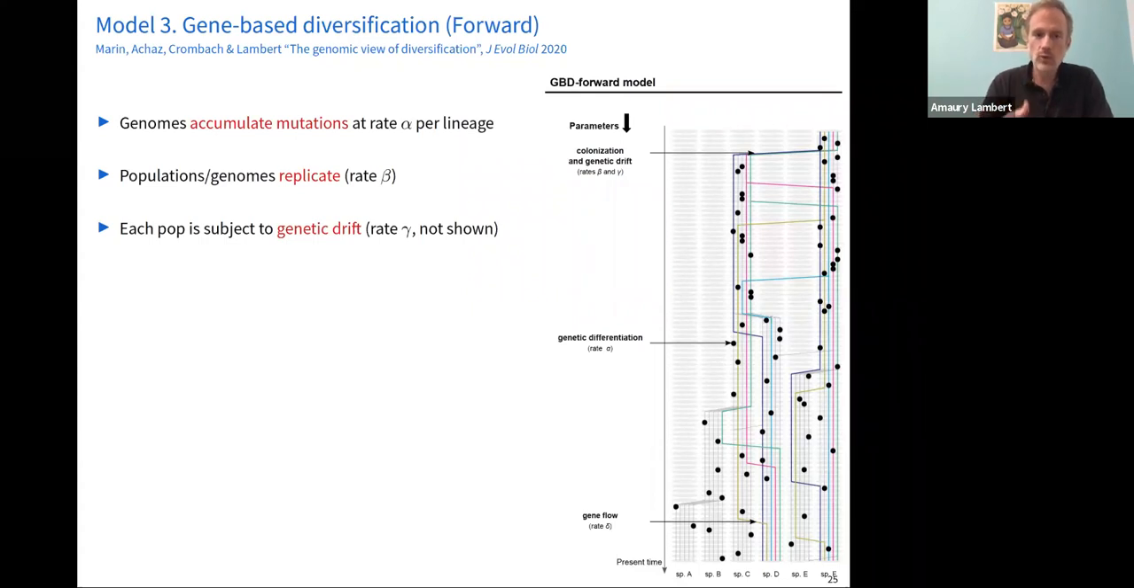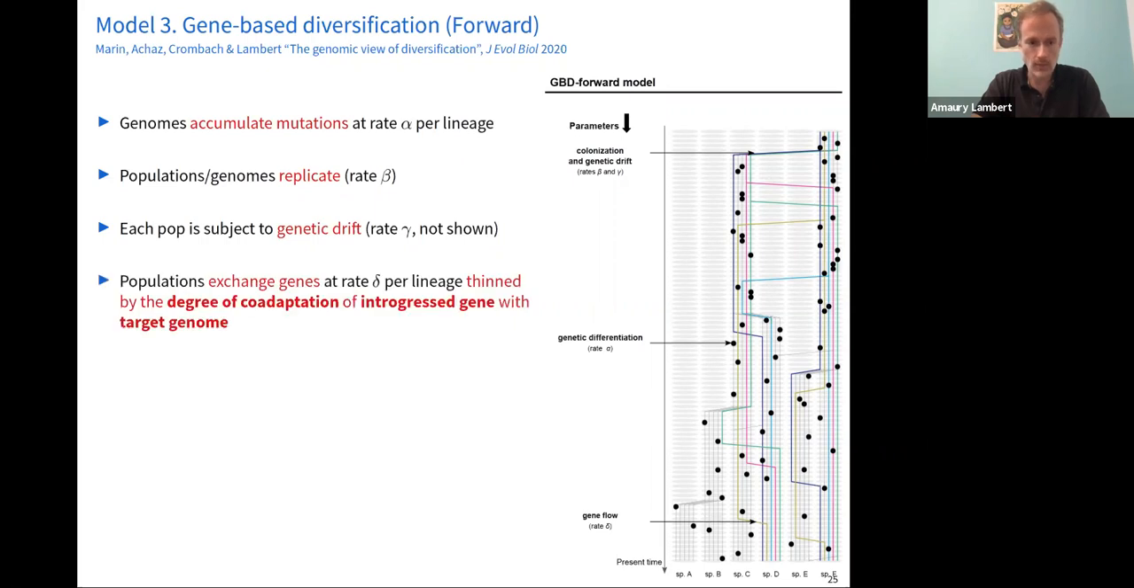Each population is subject to genetic drift, if you want, something that I didn't really introduce, just meaning that the frequency of all the genomes can vary through time. If you want to have one single genome, you have to have gamma have very large values, so that the time scale of genetic drift is much more rapid than all the other time scales, and so you can neglect polymorphism and assume that all populations are monomorphic.